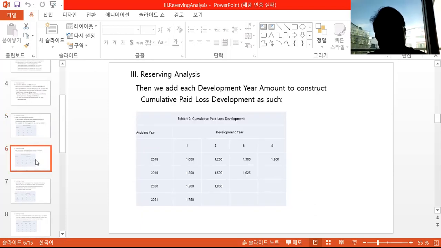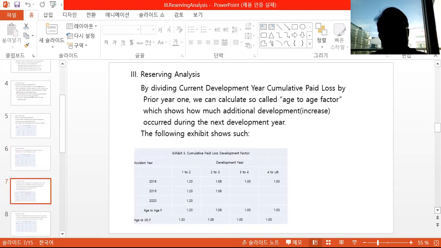Next, the exhibit shows how we add up these amounts to make the cumulative paid loss through the development years. For accident year 2018, the first year is $1,000, the second year is $1,200, the third year $1,300, and the fourth year $1,300. These are the cumulative paid loss amounts for accident year 2018, and the same thing for 2019, and then 2020 and 2021.